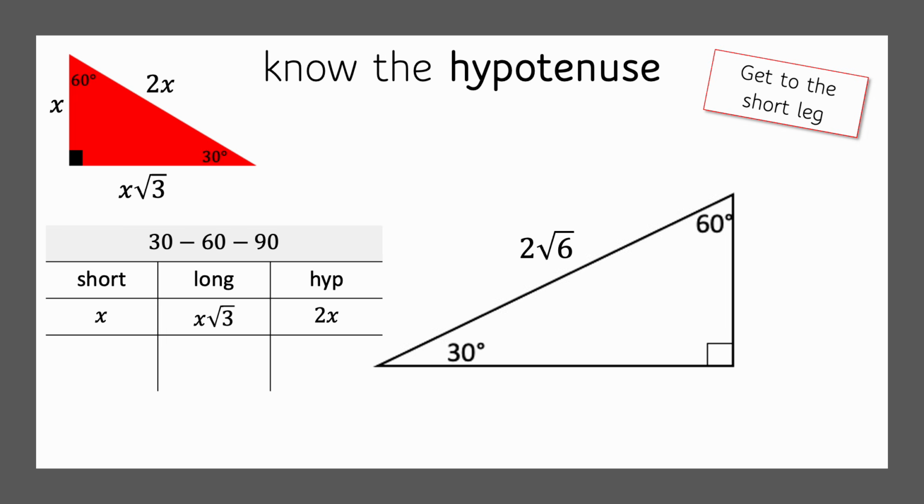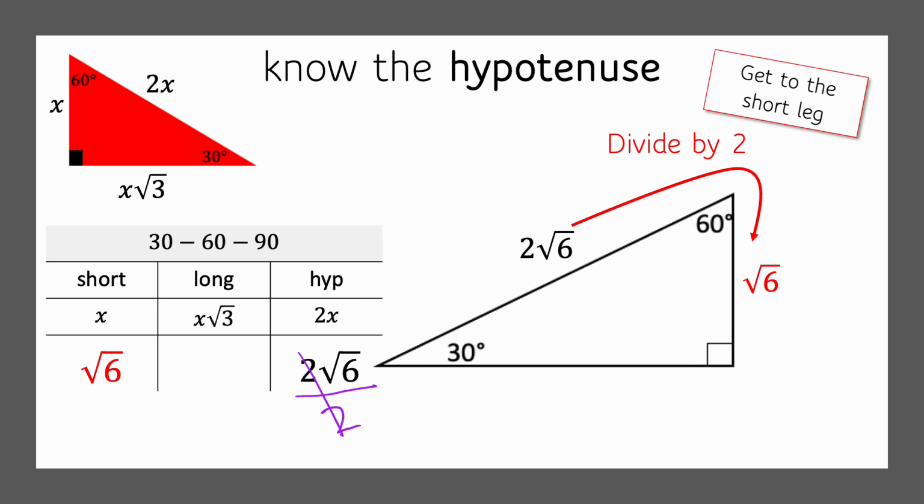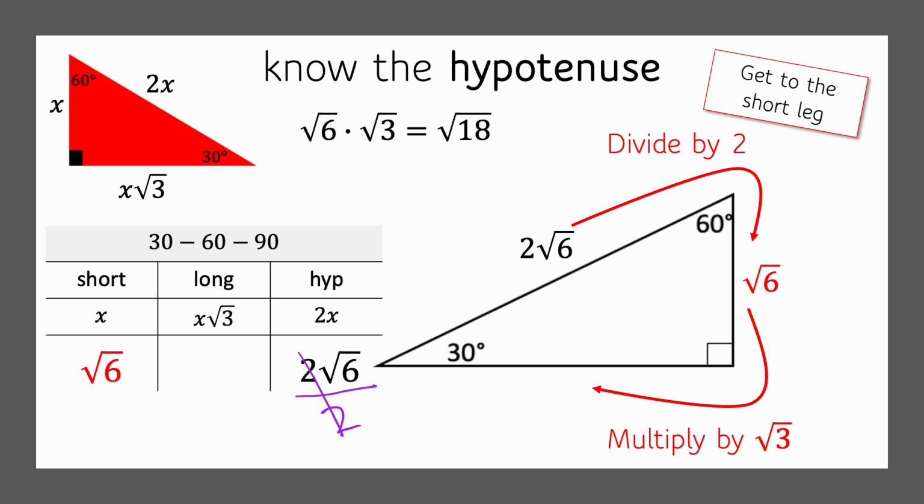One more. We're starting with a hypotenuse of 2 root 6. If we divide that by 2, we just get root 6. Then we multiply that to get the long leg. So root 6 times root 3 is root 18. Now that's not a simplified radical. We need to simplify that.